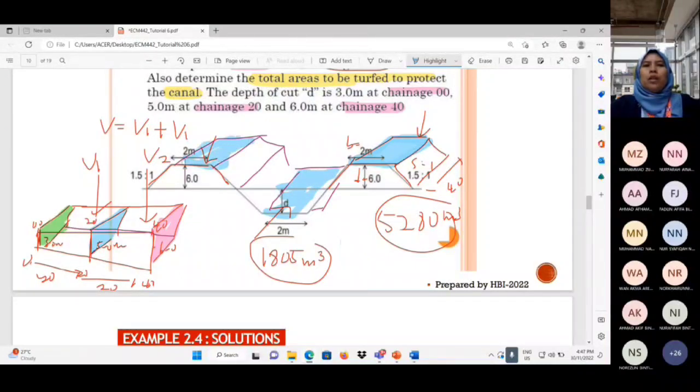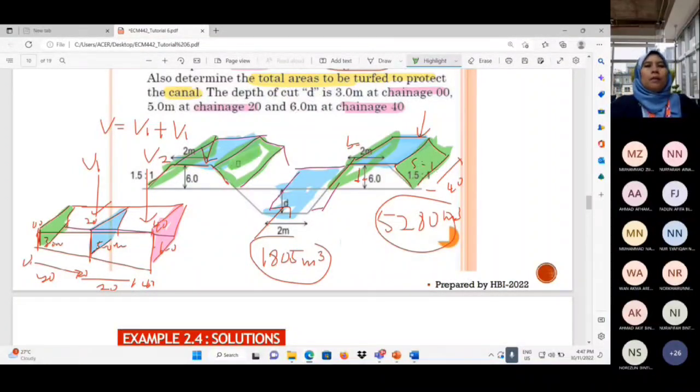Their width is the same: 2 meter, 2 meter, 2 meter, length 40. So you multiply and you will get the area to be covered. Okay, the same for the dimension of the slope area here, at the back here. For this embankment there are also 4 areas to be covered, with slope 1.5, length 40.